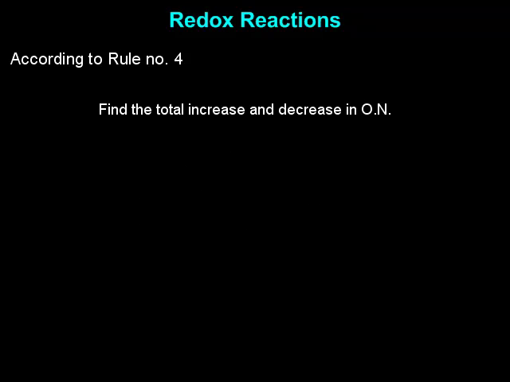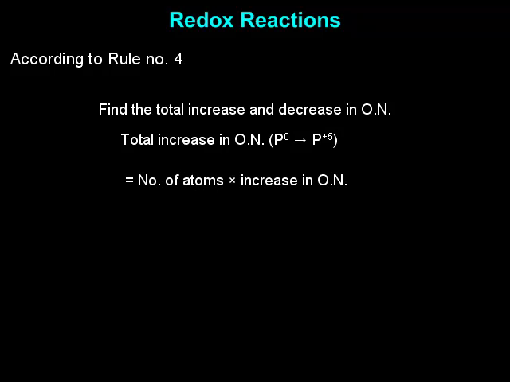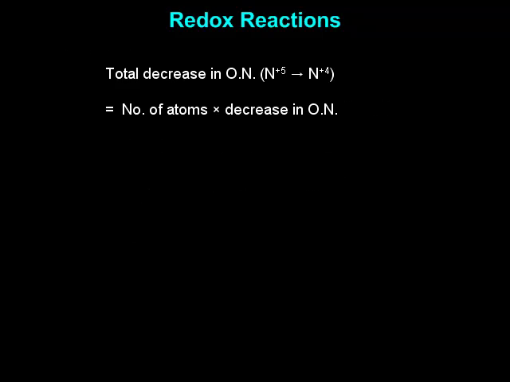According to rule number 4, find the total increase and decrease in the oxidation number. Total increase in the oxidation number, P0 to P+5, is equal to number of atoms into increase in the oxidation number, which is equal to 1 into 5, which is equal to 5. Total decrease in oxidation number, N+5 to N+4, is equal to number of atoms into decrease in the oxidation number, which is equal to 1 into 1, which is equal to 1.